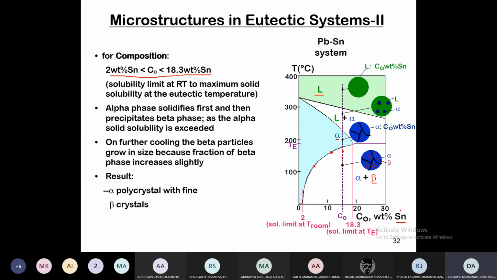The tin gathers in different places where they have a high amount of tin, but of course there will be lead as well. Once they gather with high concentration of tin, it will be forming the beta phase, because the beta phase has a high content of tin. This is what's going to happen. Any question?